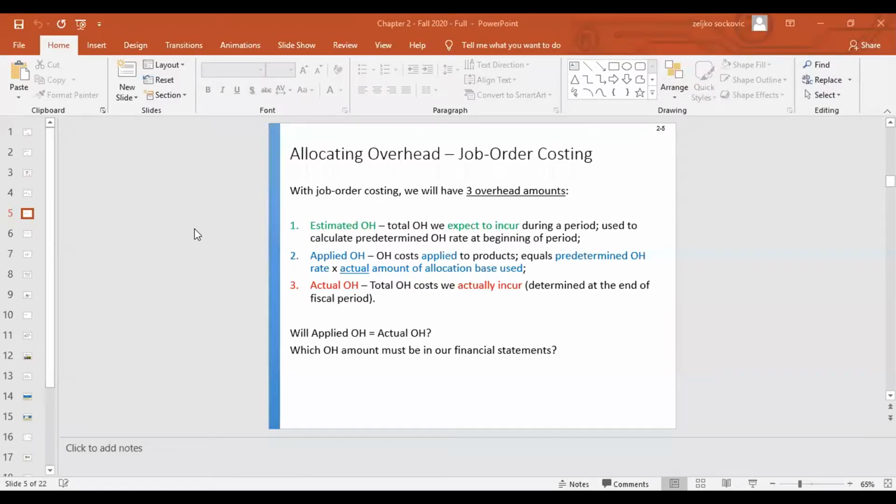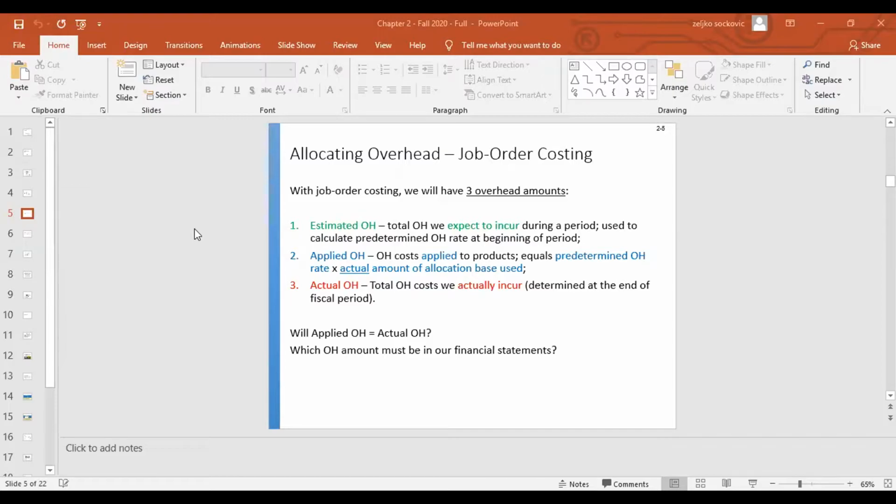I need to be able to create a budget for the whole year, which means I need to be able to plan. Kind of have to see the future a little bit in a sense. But of course, we are never perfect. Now, besides budgeting, why do we need to have estimated overhead? Why don't we just use actual overhead?